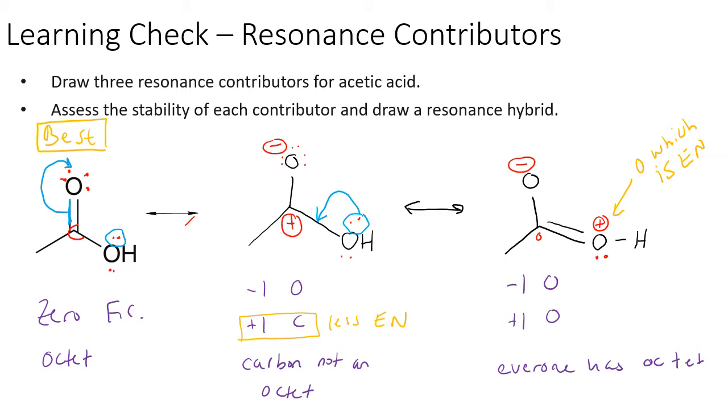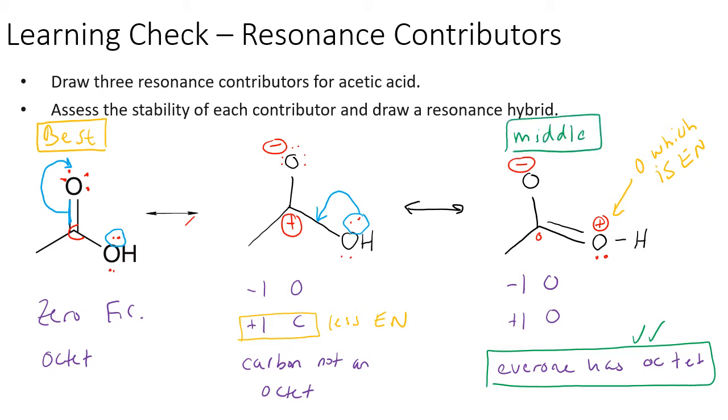But in the middle structure, carbon doesn't have an octet, and on the right structure, everyone does have an octet. Usually, the general rule of thumb is that having an octet is more important than dealing with electronegativity. So in this case, everyone having an octet is the major factor that makes this one the middle range resonance structure. It's not as good as the best resonance structure, but it's an okay resonance structure and it will still contribute to the overall resonance hybrid picture.